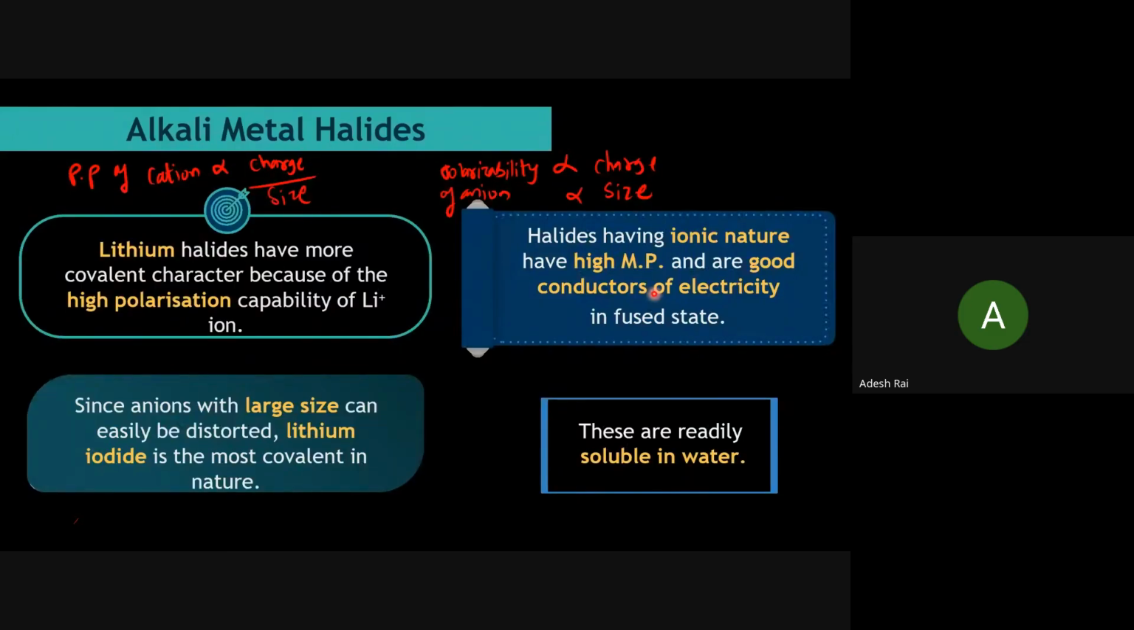And these alkali metal halides are readily soluble in water. Why? Why are alkali metal halides readily soluble in water? Can anyone tell me? They are ionic, so they will get split when dissolved. They can be polarized into positive and negative, right? So polar solvent and polar molecule.